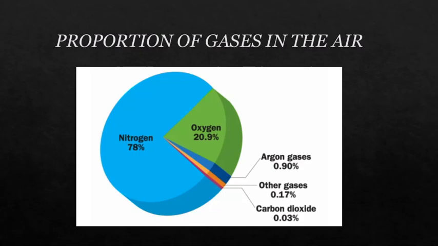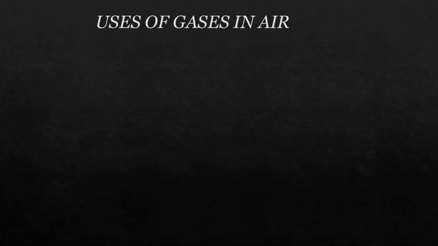The other gases include the inert gases, the water vapor, dust particle. These all comprise of 0.17% of all the air. So, you can see that air is a mixture of several gases. So, children, we just learned that air is a mixture of several gases. So now let's see why these gases are so important, or what are the uses of these gases.